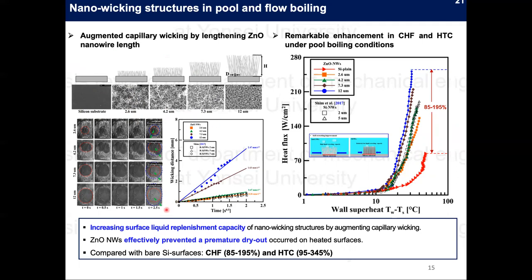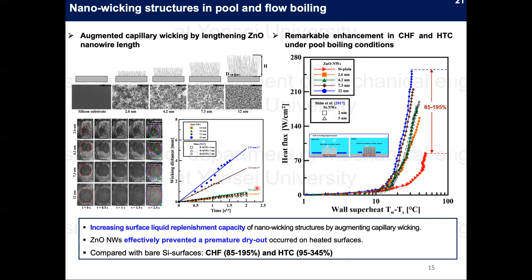The wicking characteristics of structured surfaces can be determined using Washburn's equation, as previously discussed. Here, by measuring the wicking length as a function of the square root of time, we can determine the wicking characteristics of these surfaces. Overall, the zinc oxide nanowires reveal a remarkable wicking characteristic when compared to silicon nanowires fabricated using the chemical etching method.